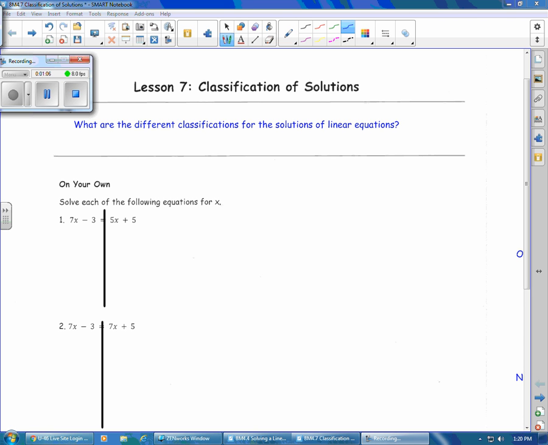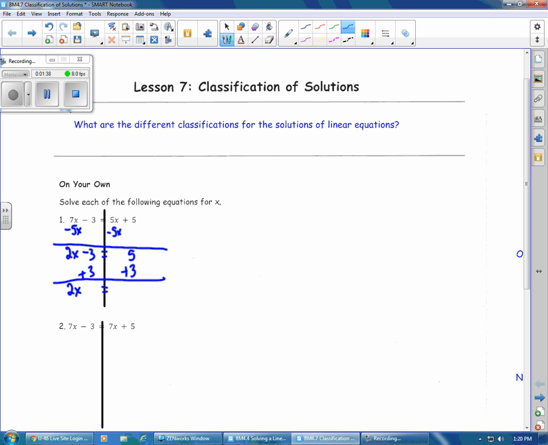Okay, again, I hope you did pause the recording, and I hope that you worked on these on your own. I'm going to work through them right now, and you can check your work as we go. With this first one, I need to get all of the variables to one side. So I'm going to subtract 5x, subtract 5x. When I do that, I'm left with 2x minus 3 equals 5. Then I'm going to add 3, add 3. I've got 2x equals 8. Divide by 2, divide by 2. I have x equals 4.